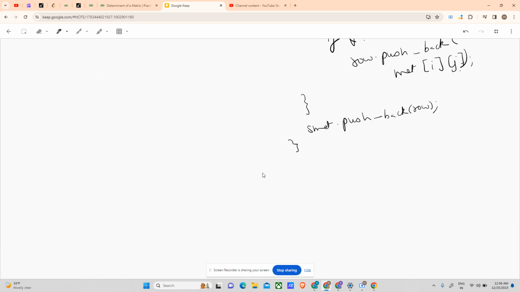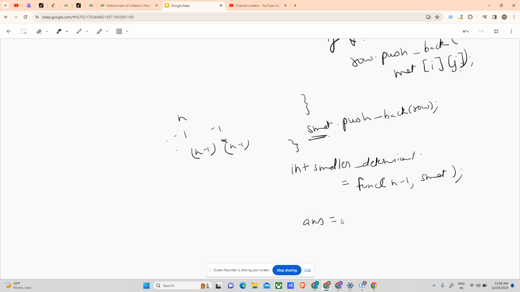After that, we have to just calculate our answer's value. So int smaller determinant equals to, call that function again, which is defined above for calculating determinant, and now calculate the determinant of smat. The size will be n minus 1, because we have reduced one row and one column. The previous size was n, so it will be n minus 1 star n minus 1. So func of n minus 1 comma smat matrix. Now answer equals answer plus element star func, and end the loop, then return the answer.